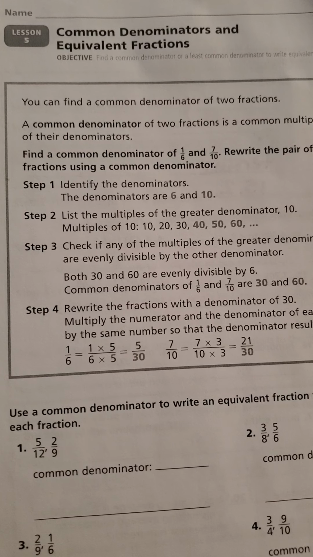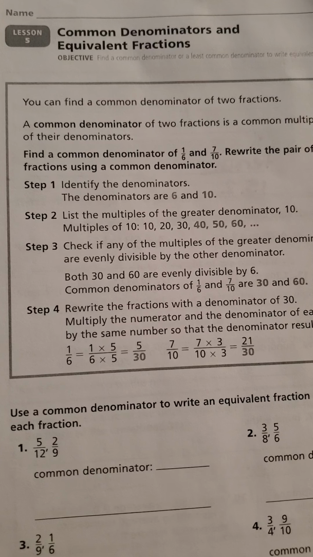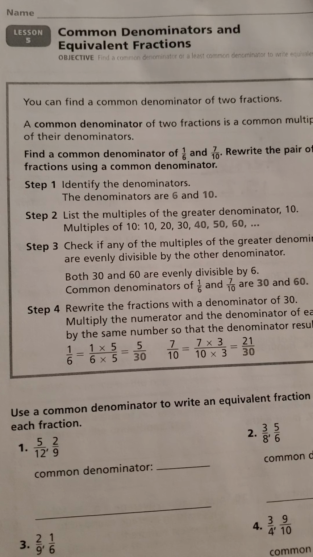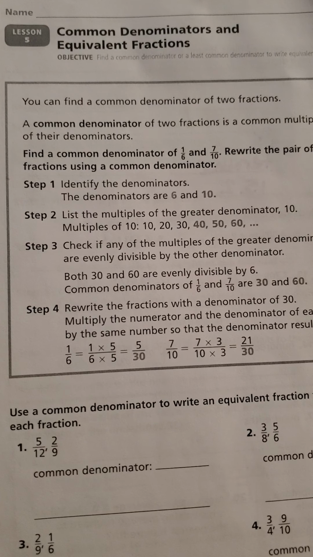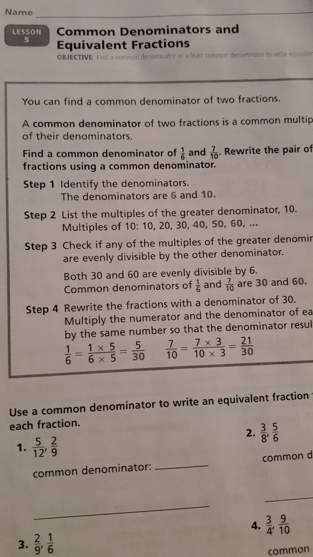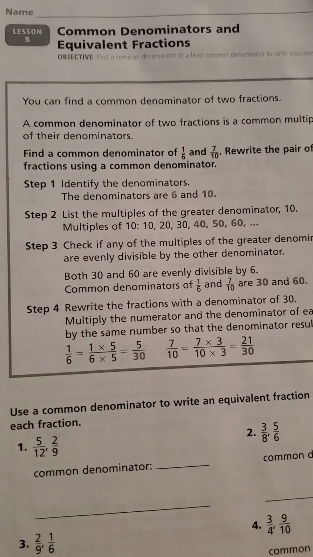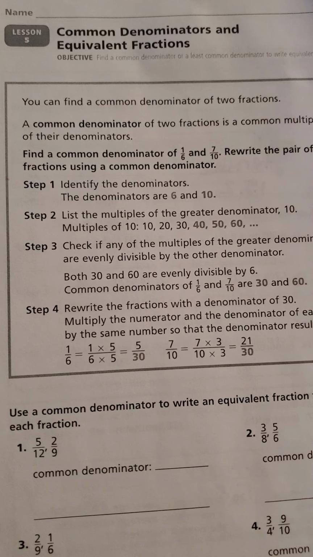Week 5, Wednesday's assignment, Lesson 5. Here we have common denominators and equivalent fractions. Common denominators are the numbers at the bottom of a fraction. The numbers on top are called numerators. Equivalent fractions are fractions that are equal to each other.